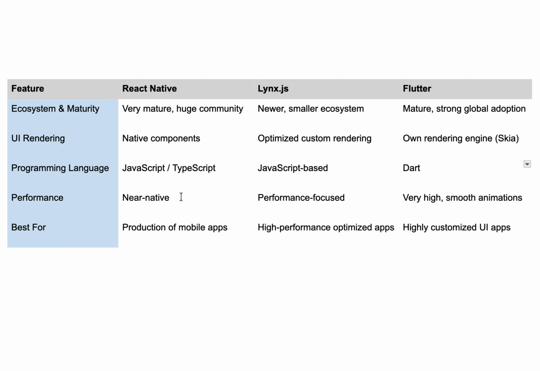React Native is near native when it comes to performance. Lynx is performance focused, so it's very good there, but nothing beats Flutter. It's very high performance with smooth animations. So React Native is best for production of mobile applications. Lynx, on the other hand, is used when you need high performance, and Flutter is also used when you need high performance with customized UI.